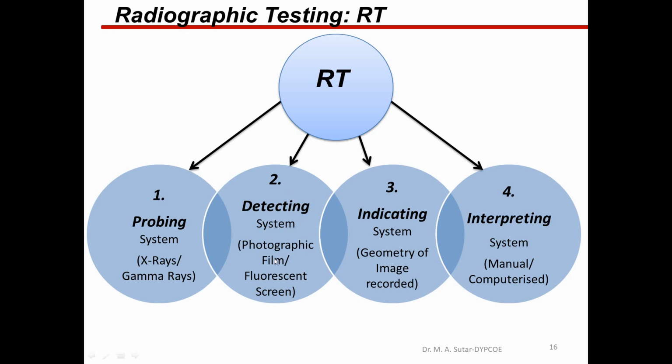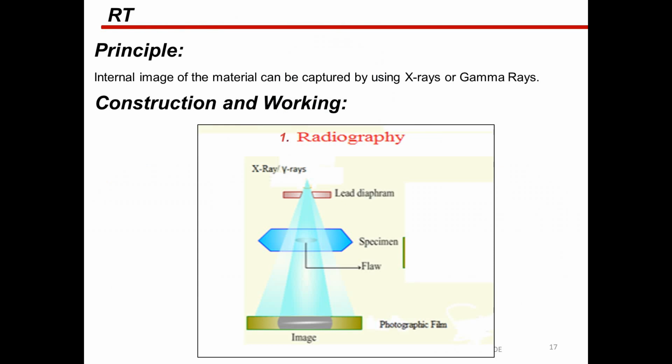The detection system is generally photographic film or a fluorescent screen. Indication is in the form of the geometry of the image recorded. Whenever we see an elongated indication, it may be a crack. Whenever we see a round indication, it may be porosity. Interpreting results can be done just by manual observation, or you can have computerized interpretation.